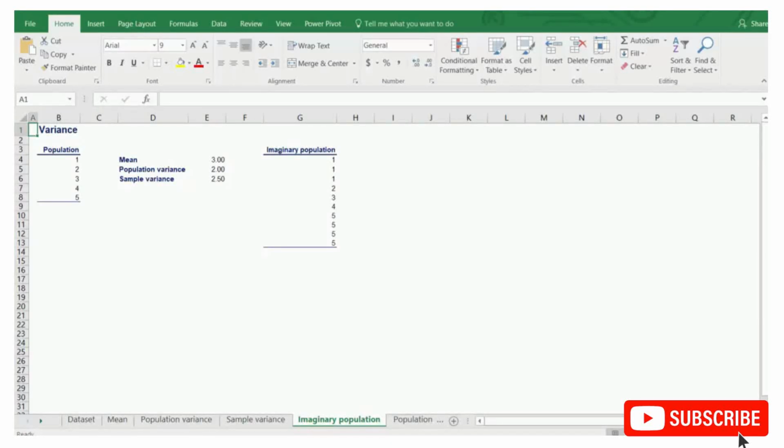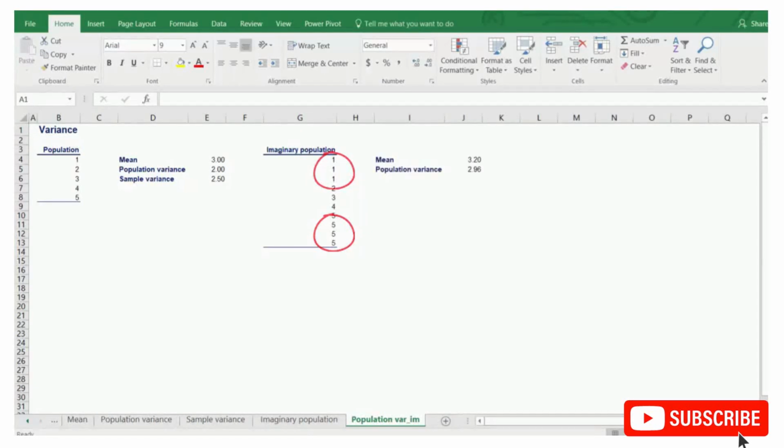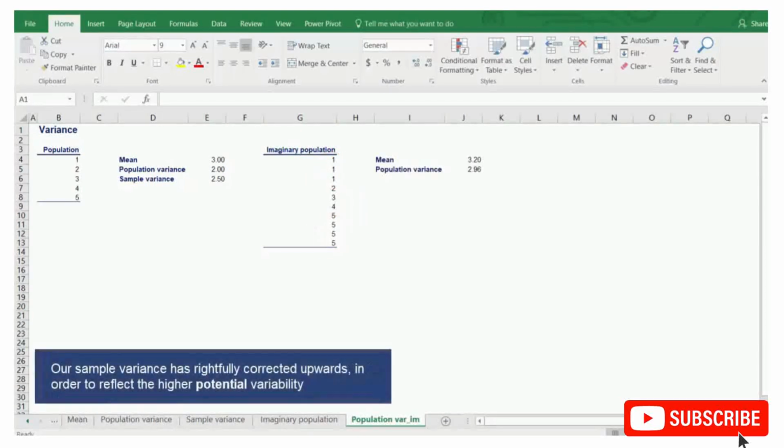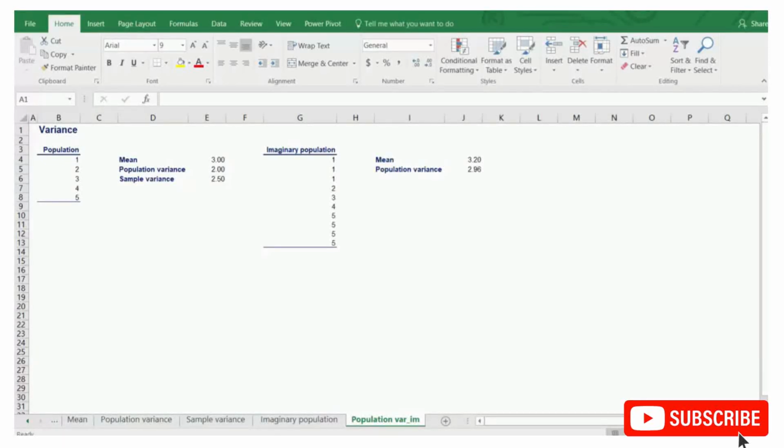Clearly, the numbers are the same, but there is a concentration about the two extremes of the dataset, 1 and 5. The variance of this population is 2.96. So, our sample variance has rightfully corrected upwards in order to reflect the higher potential variability. This is the reason why there are different formulas for sample and population data.